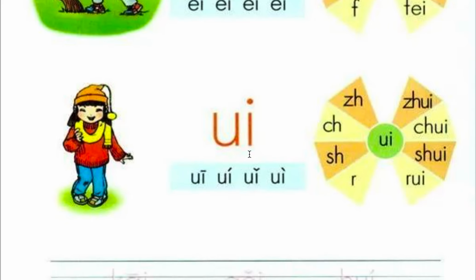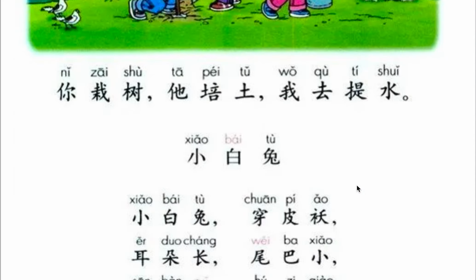U-I, wei. Here let's do this for zhui, chui, shui, rui. So four tones: zhui, zhui, zhui, zhui. Chui, chui, chui, chui. Shui, shui, shui, shui. Rui, rui, rui, rui. Okay. Let's skip this for now.